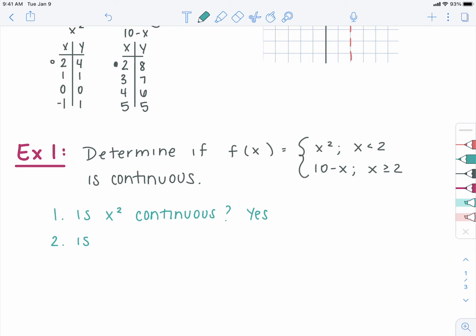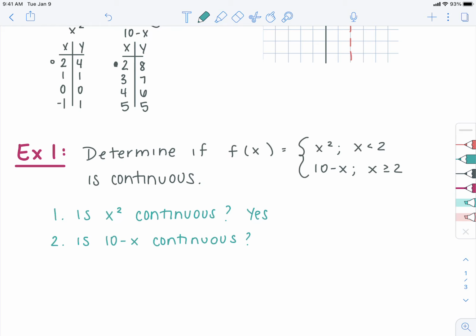Then I want to know, is 10 minus x continuous? And the reason I'm asking myself this is because if the pieces aren't continuous, then I don't even have to do the work to check if the entire function is continuous, because if one of the pieces isn't continuous, then the whole thing can't be continuous.